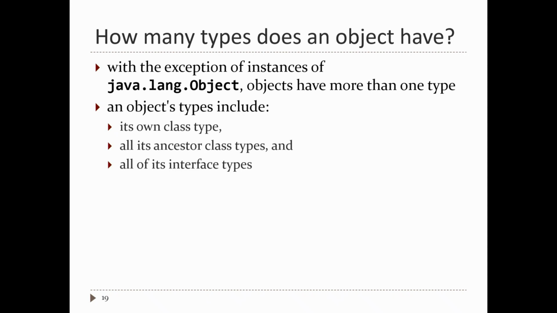The answer is that in Java, objects have more than one type. With the exception of type Object, every other object has more than one type. An object's type includes its own class type, all of its ancestor class types, and all of its interface types.